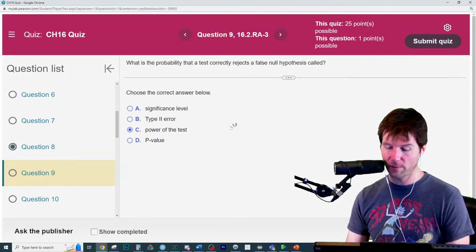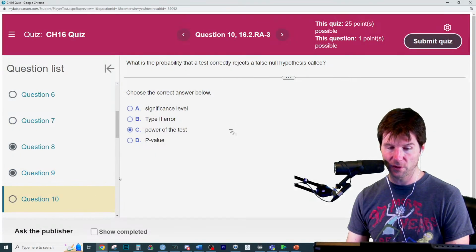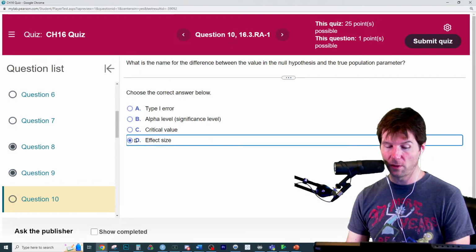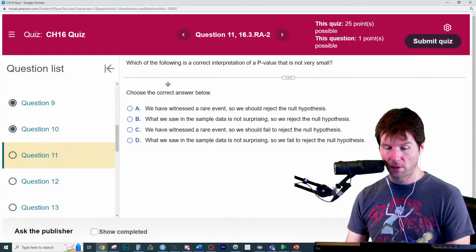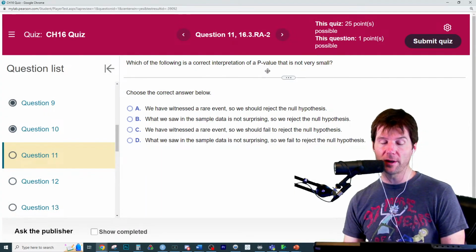That's the power of a test. Probability: the test correctly rejects the false null. What is the difference between the null and the truth? That's the effect size. Which of the following is the correct interpretation of a p-value that's not very small?